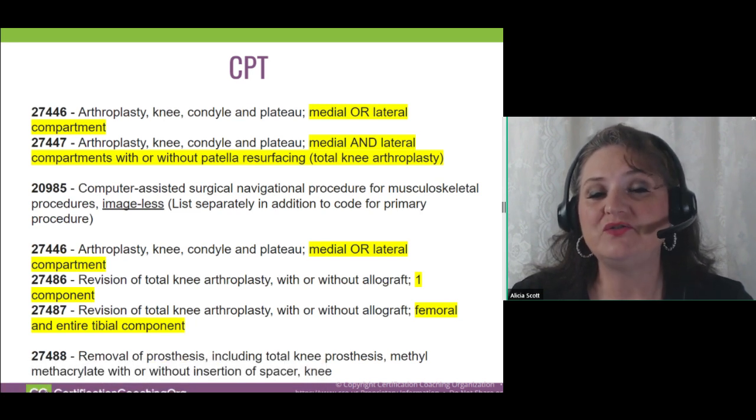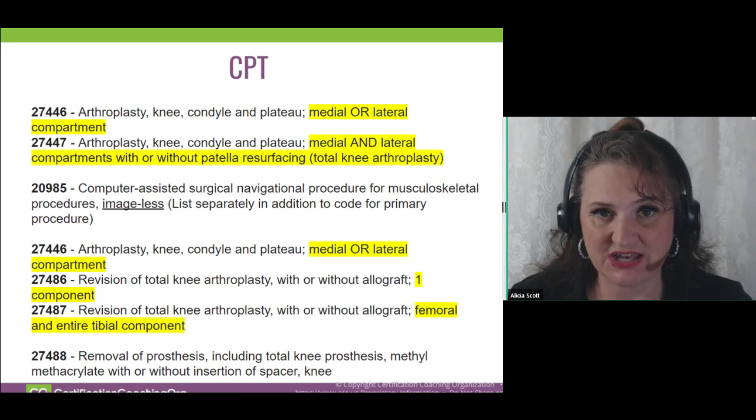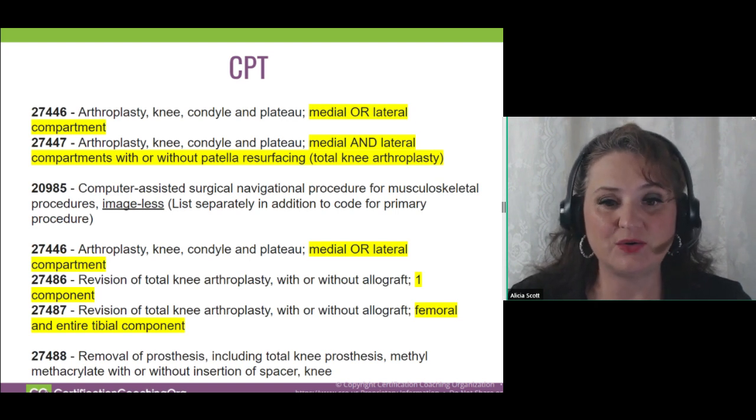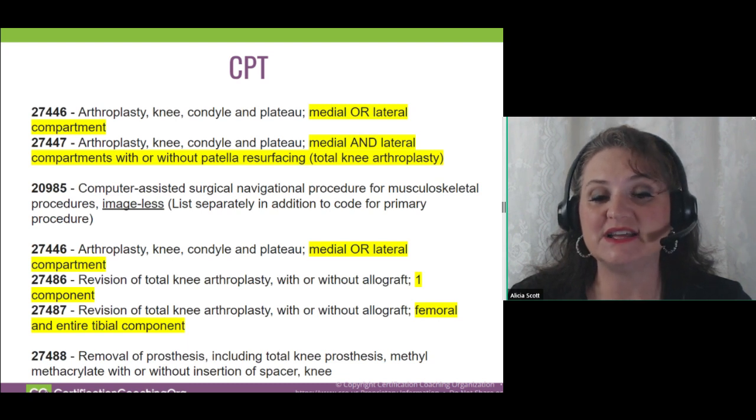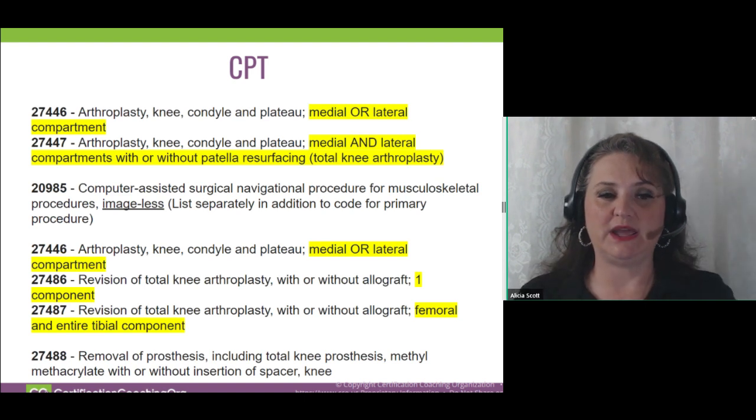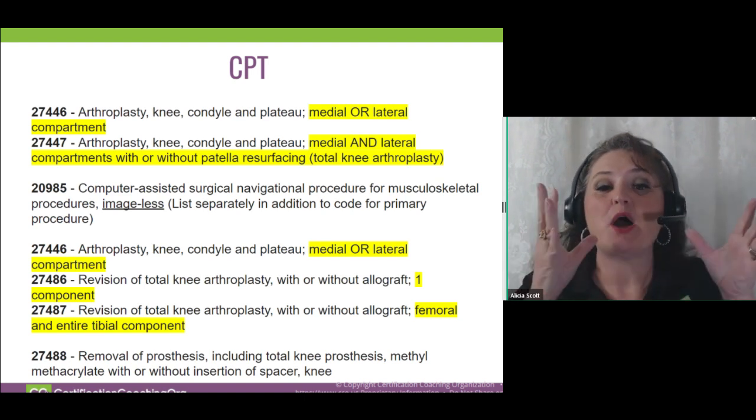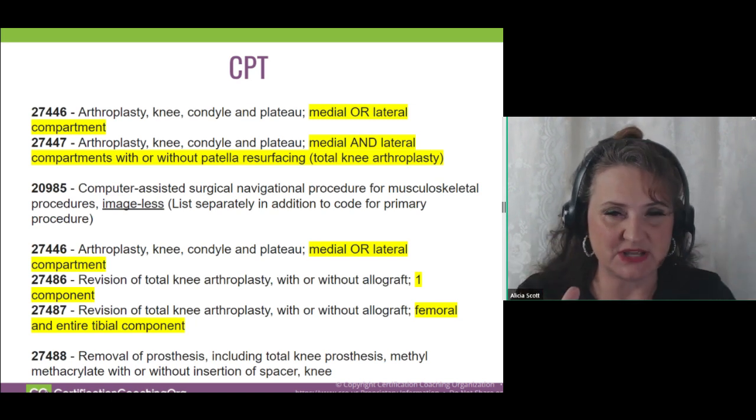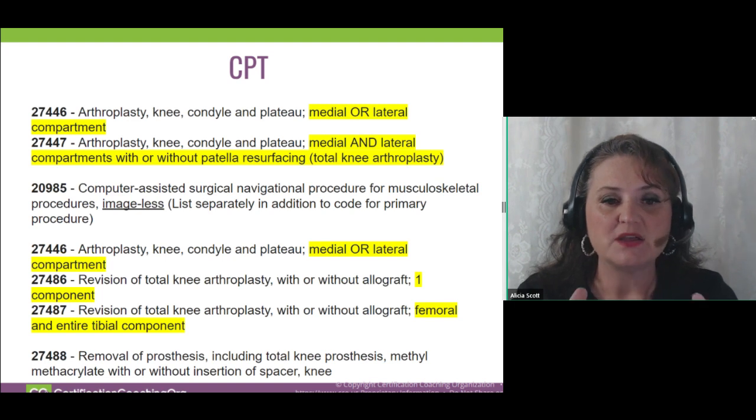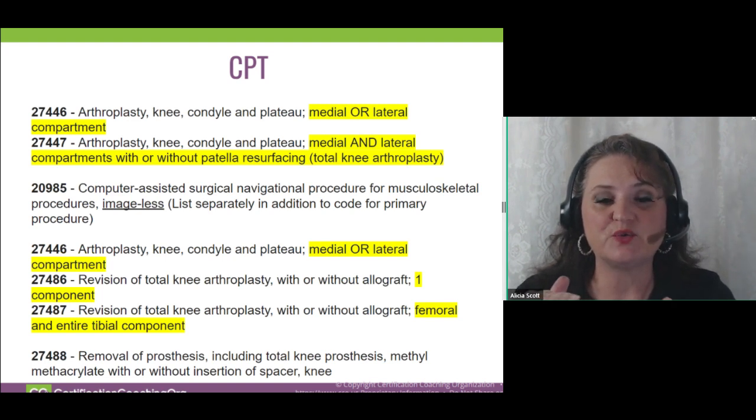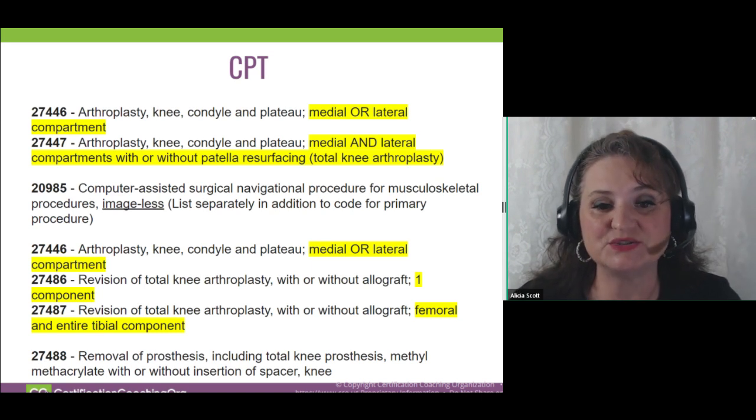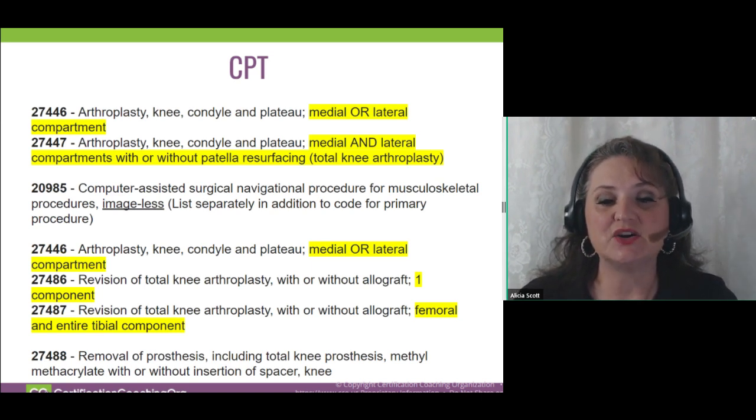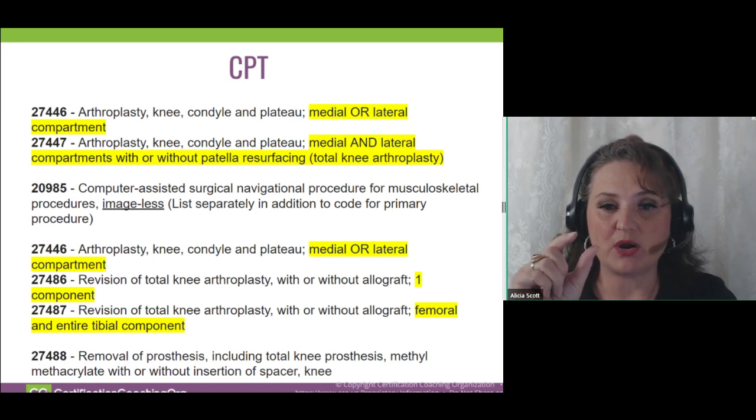Or what if we just did a revision? So the total knee had already been done. And they said, is it with or without an allograft? One compartment. So again, 27446 is a partial knee replacement. So it's the same, it's copied from the top. So don't think that this is a different one. So if we did a 27446, and then later there was a complication, we needed to do a revision, and they're going to put an allograft in one compartment, either the medial or the lateral side.